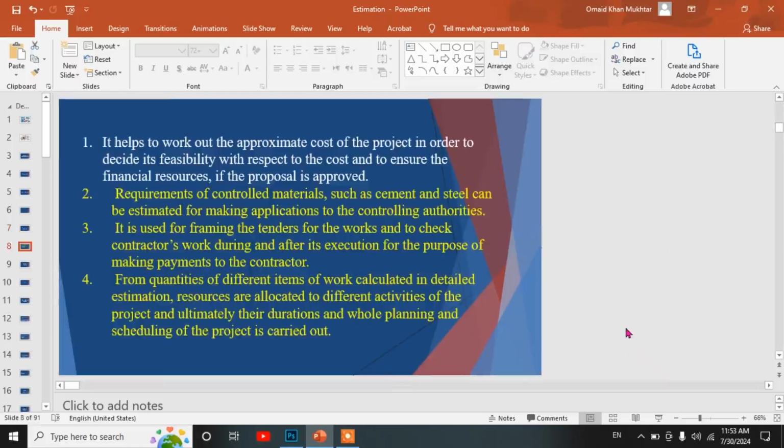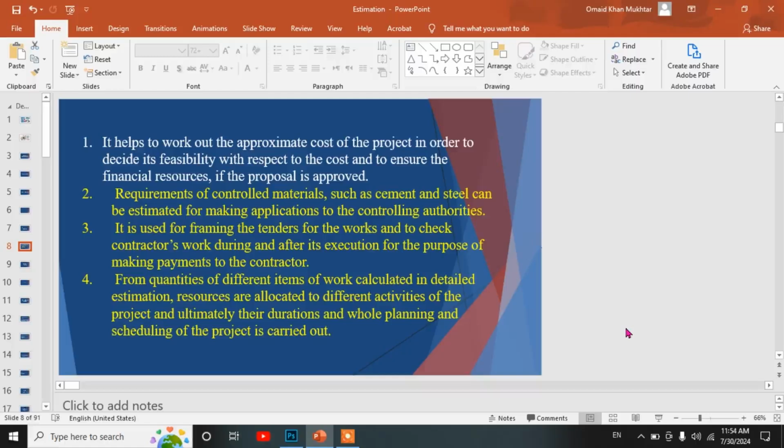First, it helps to work out the approximate cost of the project in order to decide its feasibility with respect to the cost and to ensure the financial resources if the proposal is approved. Second, requirements of controlled materials such as cement and steel can be estimated for making applications to the controlling authorities. Third, it is used for framing the tenders for the works and to check contractors' work during and after its execution for the purpose of making payments to the contractor.